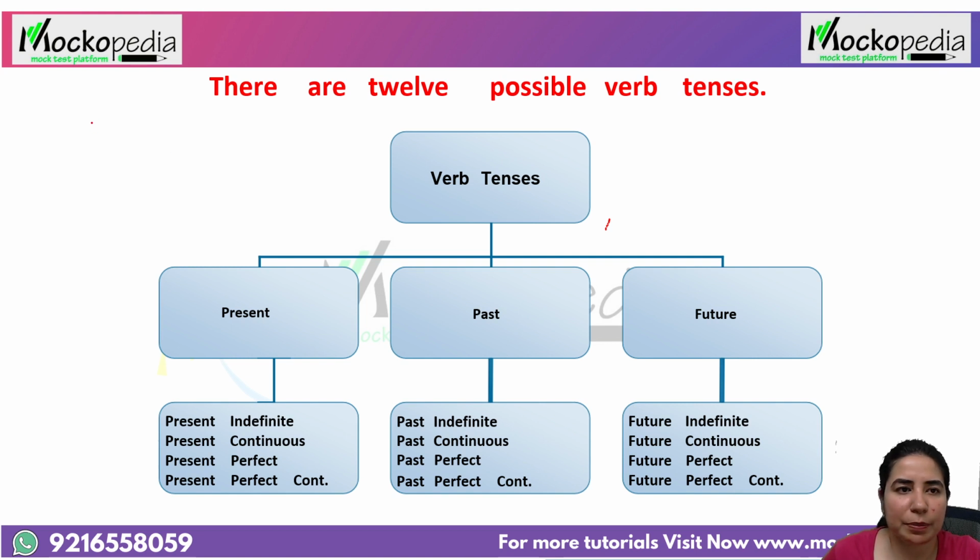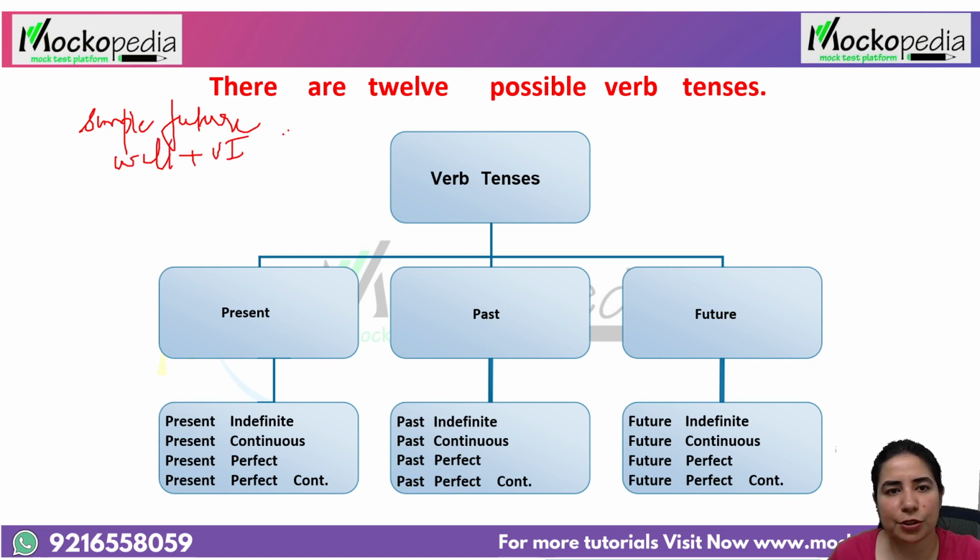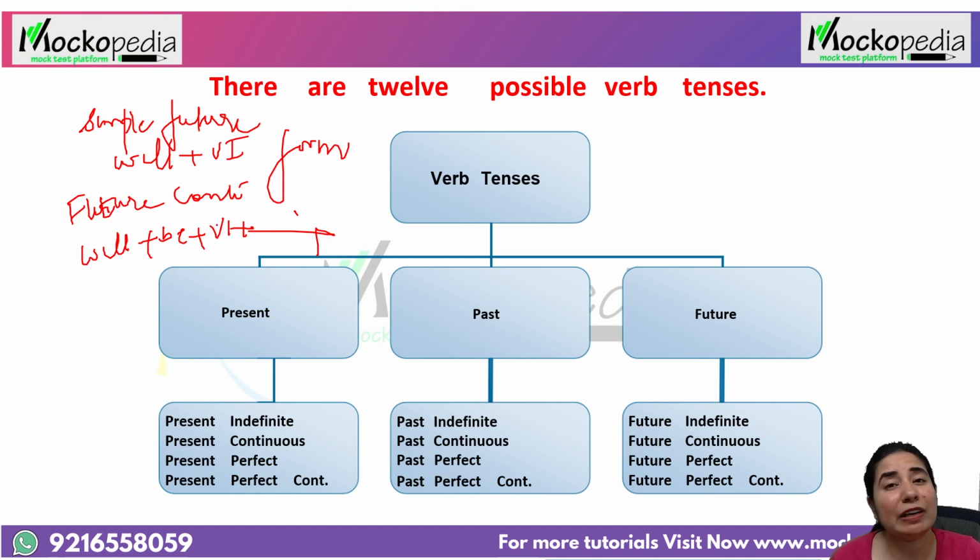So the first will be simple future, right? So simple future will be will plus verb first form, right? So this is simple. I will play cricket. Future continuous will be will plus be plus verb first form plus ing. I will be playing cricket tomorrow, right? Future perfect would be what?